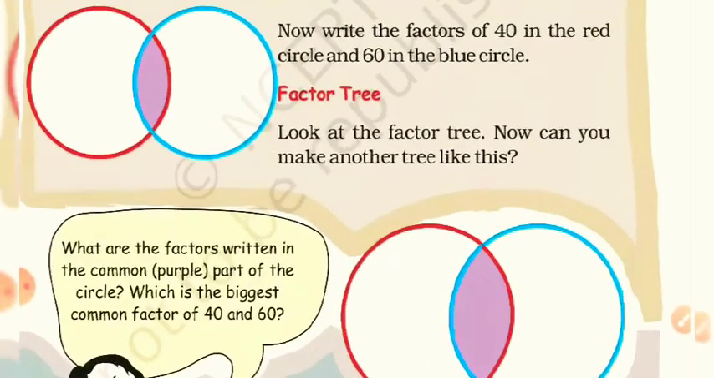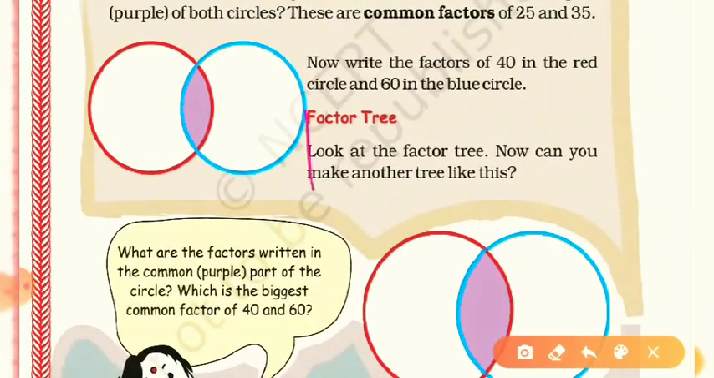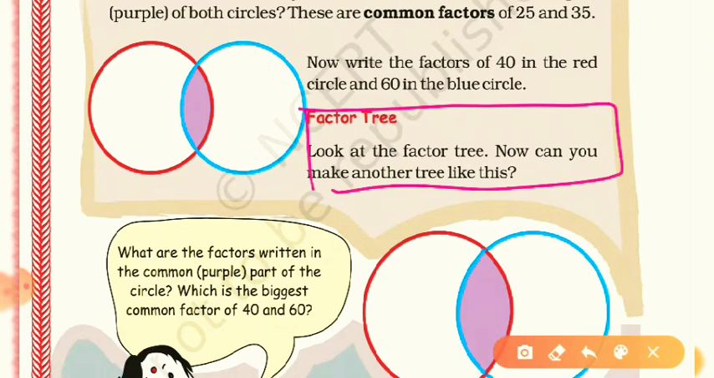Now come to the next. Here it is written factor tree, actually it is a printing mistake. It will come on the next page.